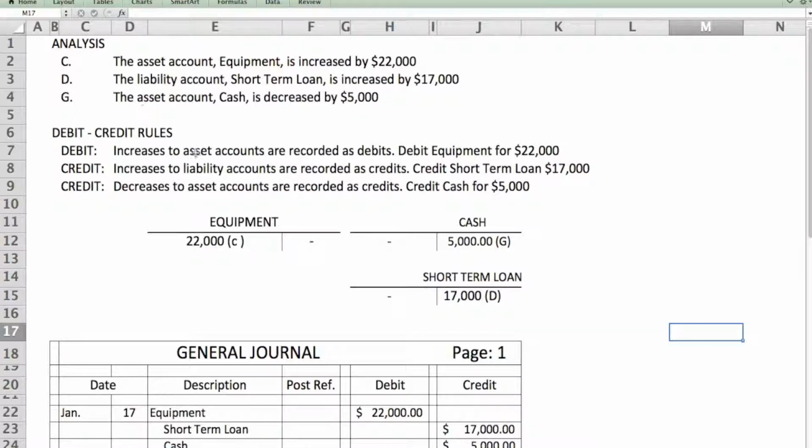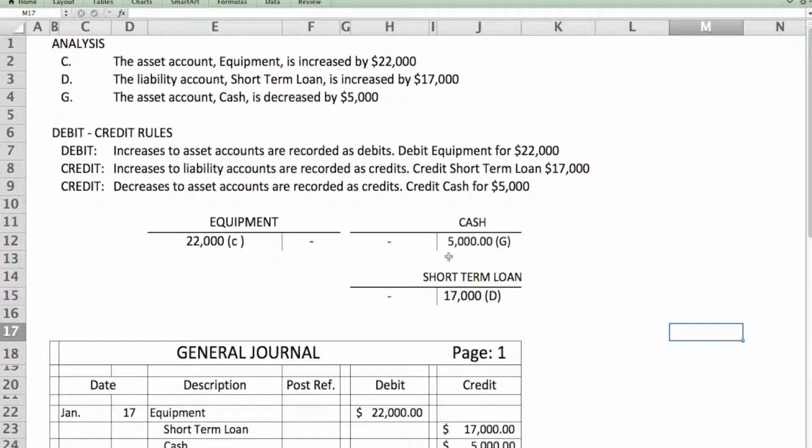Debit increases to asset accounts are recorded as debit. In this case, debit the equipment for $22,000. Credit increases to liability accounts, which is what the short-term loan is. That is a liability account, and increases are recorded as credits. So we'll credit short-term loan $17,000.